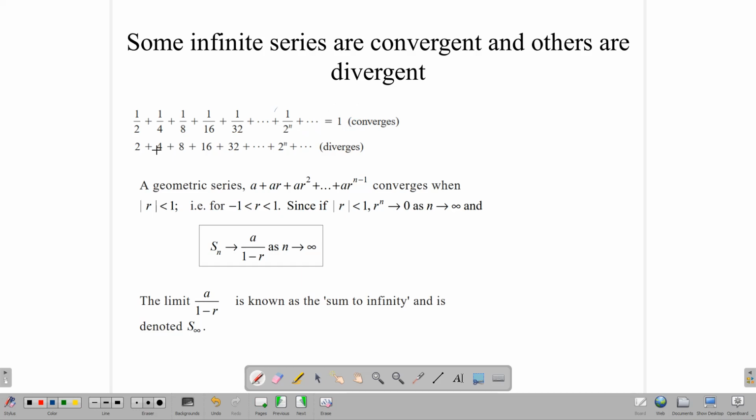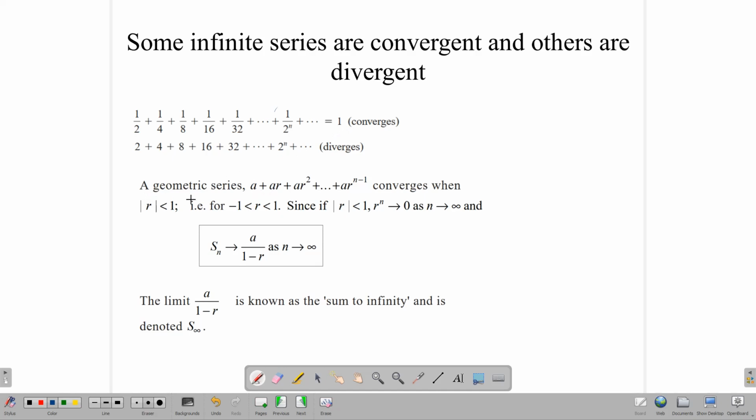While in this one, if you try to add all the terms, 2 to the n, notice that as you go up further, the numbers keep getting bigger and bigger. So it's not approaching any number at all. Rather, it's just growing without bound. And so in this case, 2 to the n would diverge. While this series, 1 over 2 to the n, converges because it's heading toward a particular number. 1 over 2 to the n is heading towards 0, getting smaller and smaller.